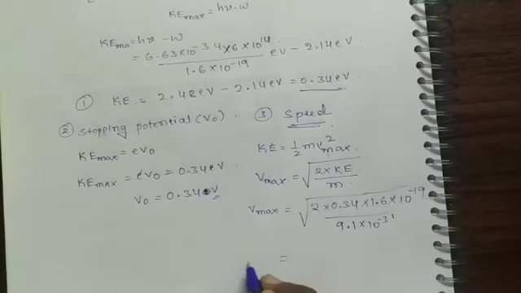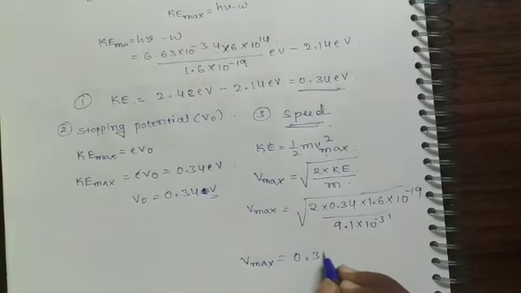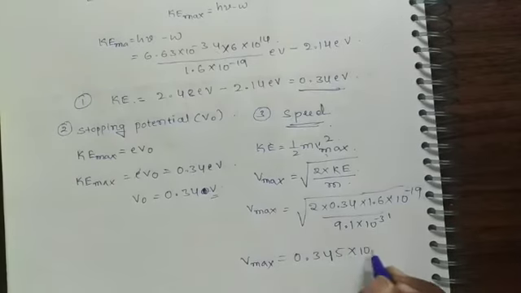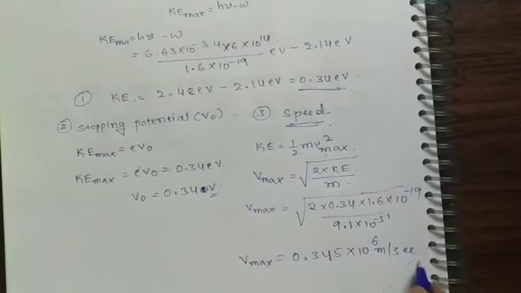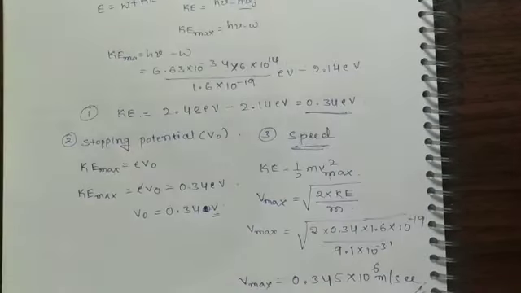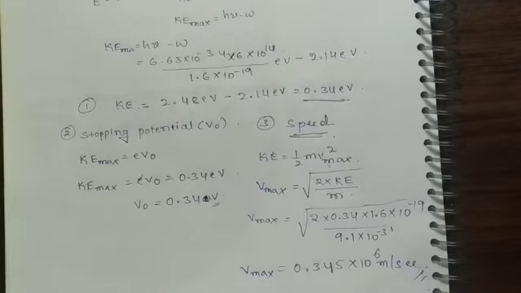After simplification, the maximum velocity value we get is 0.345 × 10^6 meter per second. So we found the kinetic energy, the stopping potential and the maximum velocity.